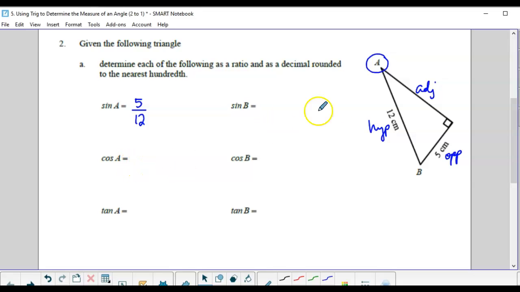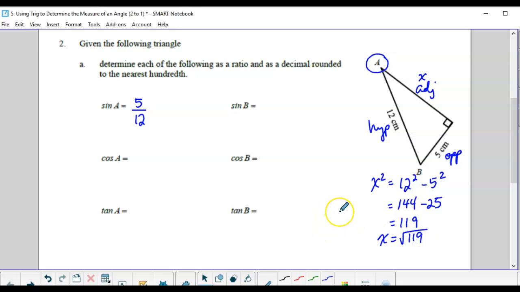Cosine of A is adjacent over hypotenuse, but we don't know what the adjacent is. So I'm going to call that x, and then let's calculate it. It's a leg, so we need to take the hypotenuse and square it and subtract the other side squared. So 144 minus 25 is 119. So x is the root of 119. Okay, so cosine will be root of 119 over 12. And tan is opposite over adjacent.